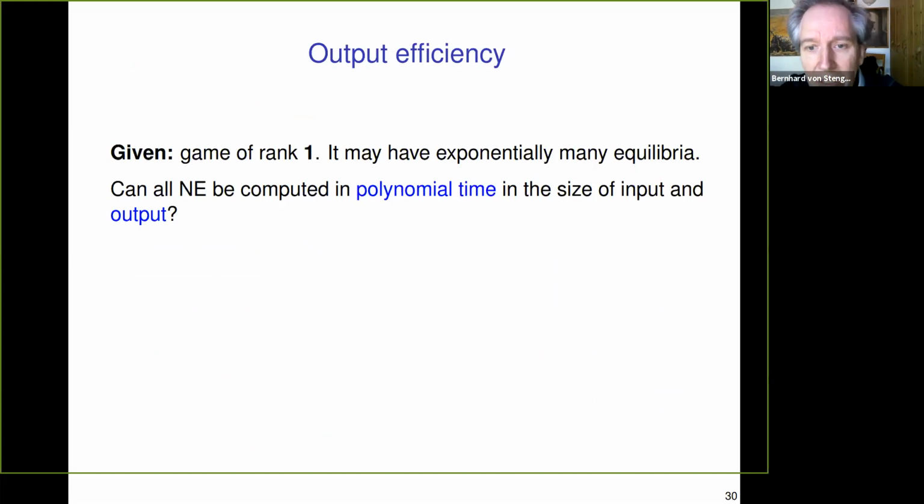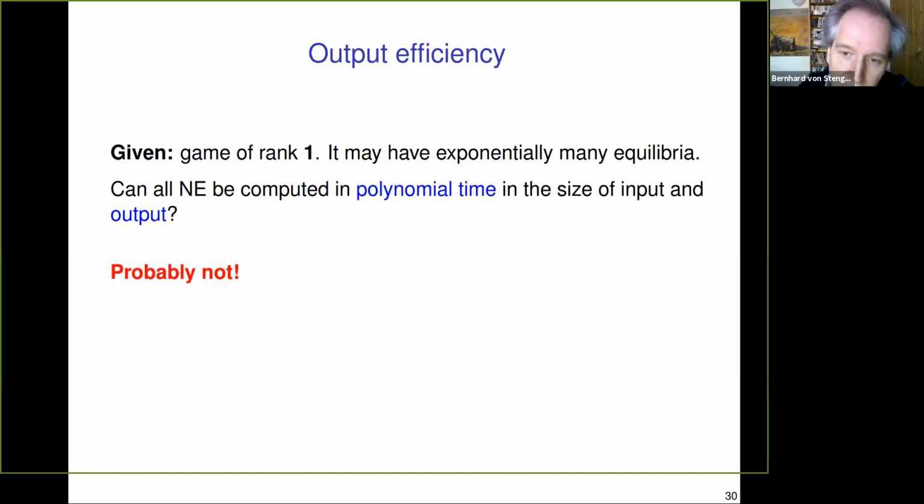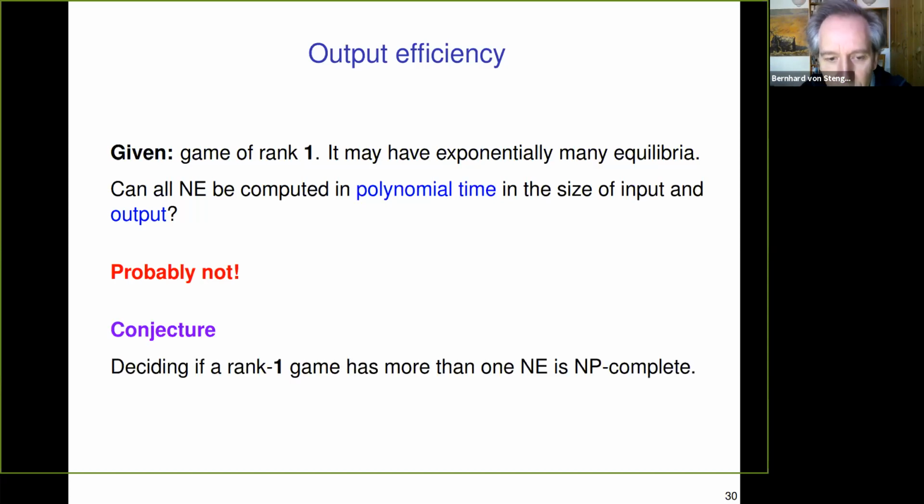So a new complexity notion is output efficiency, which says polynomial time in the size of input and output. In other words, polynomial time for each single equilibrium. And my conjecture is, this is still a conjecture, that this is probably not the case, because the binary search doesn't give you any information. So here's the story. I think, but I'm not there yet, I conjecture that if you have a rank 1 game, the decision problem whether there's an additional equilibrium, which you can easily verify by giving it, is actually NP complete.